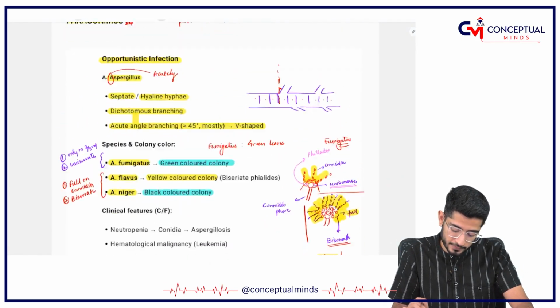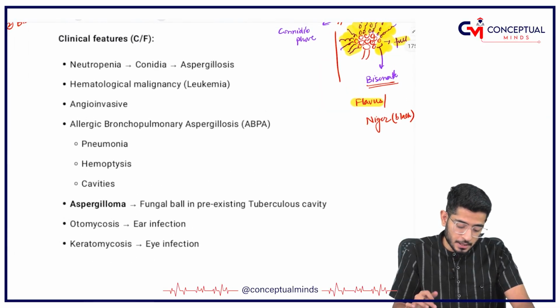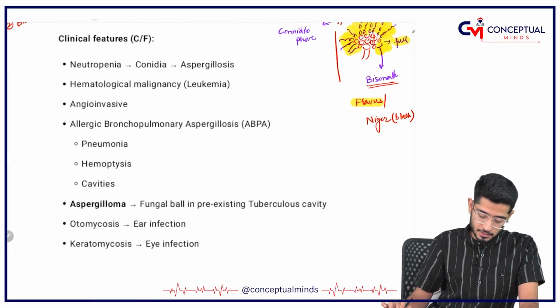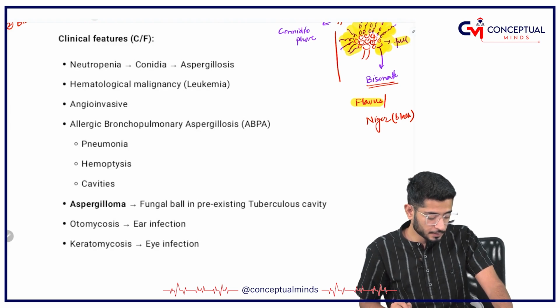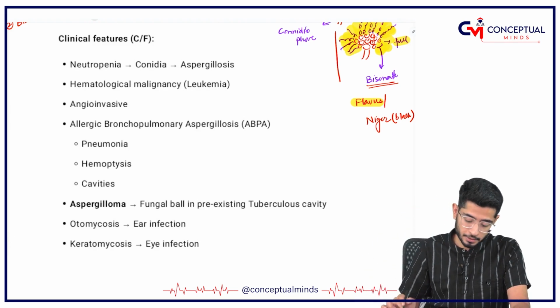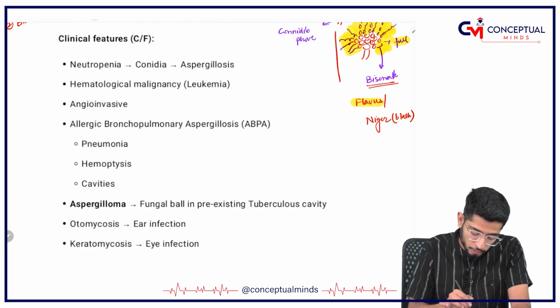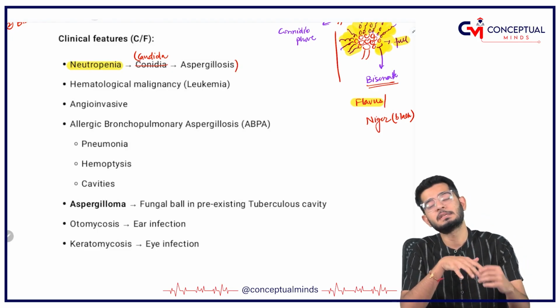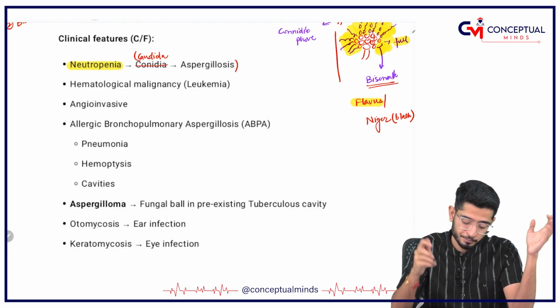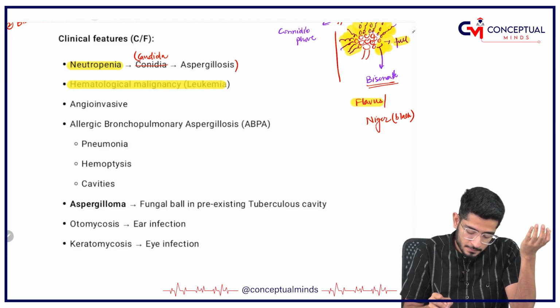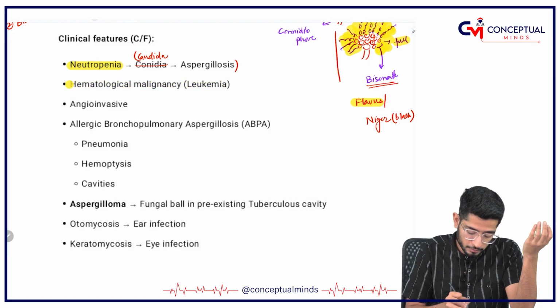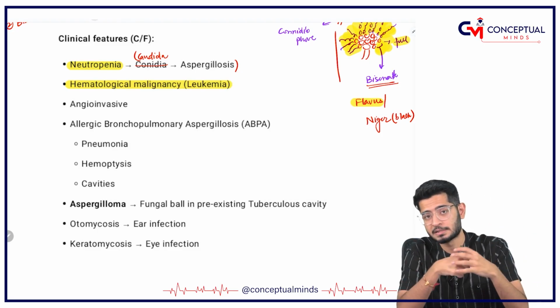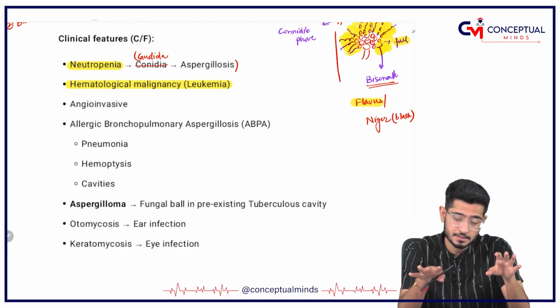After this, we have discussed Aspergillus. Now, in the clinical features, please remember that the clinical features are very important in both of them. It is not conidia, it is Candida. Candida and Aspergillus are both responsible for causing a decrease in WBCs, that is neutropenia. These are responsible for causing leukemia-like picture, although the leukocyte count is increased but the neutrophil count is decreased.